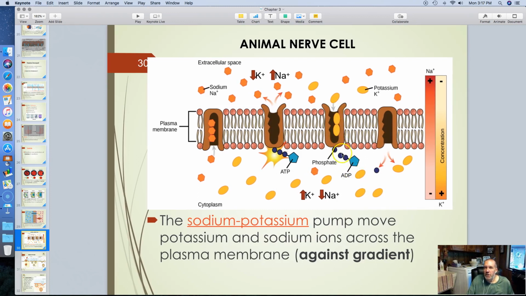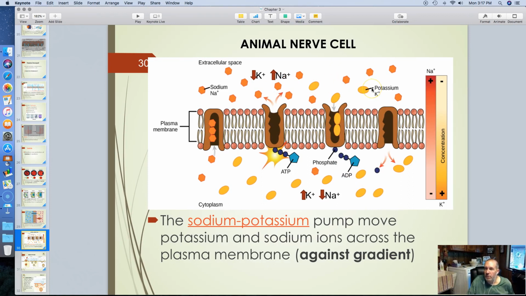But again, these potassiums are just diffusing out of the cell to try and balance out their concentration gradient. So they're getting to the outside of the cell. And what we have to do then is actually pump them back in the cell, force them against the concentration gradient back inside the cell. So on the far right here depicts the concentration gradient. Potassium, much higher concentration on the inside than the outside. Sodium, a much higher concentration on the outside than the inside. So these potassium are leaving the cell, but yet then they have to be forced back in the cell.